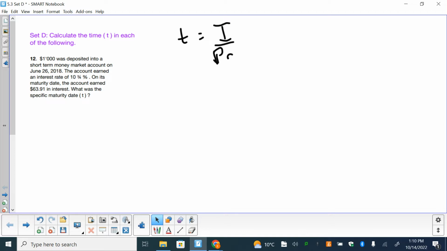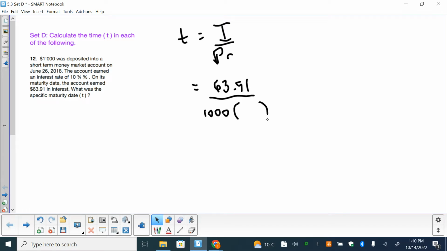So let's look at this. We got $1,000 was deposited on June 26. It earns 10.75%. And on the maturity date, the account earned $63.91 in interest. Okay, so the interest is $63.91. The principal was $1,000.